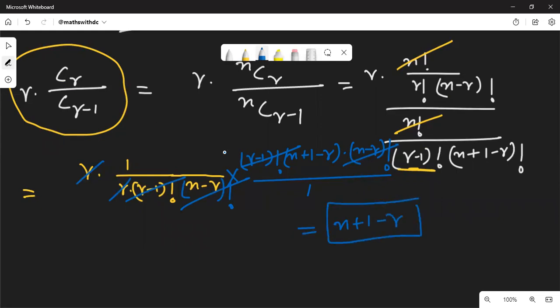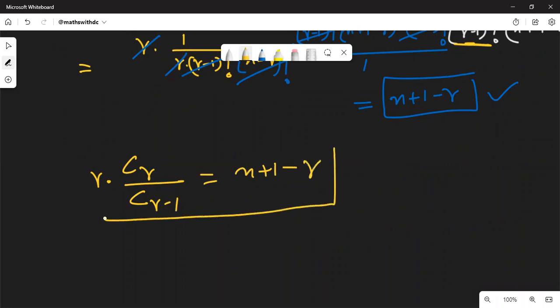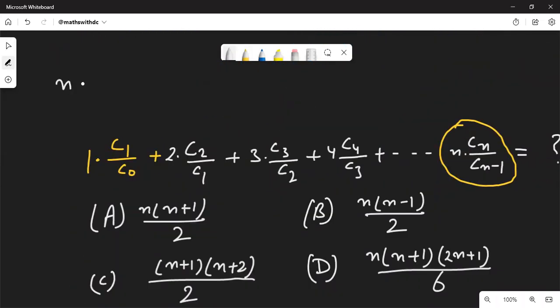So what we are saying is the value of R times CR by CR minus 1 is n plus 1 minus R. Now our general term is this only. Let us write it clearly. What we proved just now is R times CR divided by CR minus 1 equals n plus 1 minus R. This result we are going to apply in the given sequence.